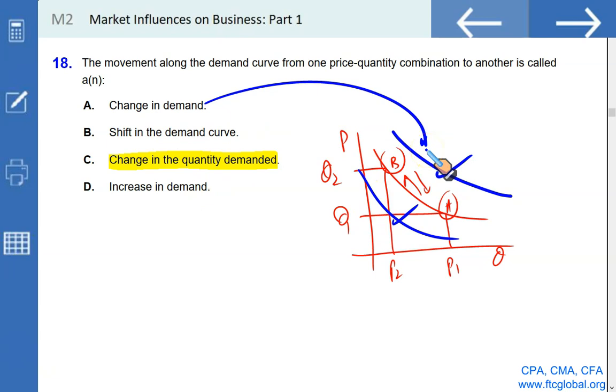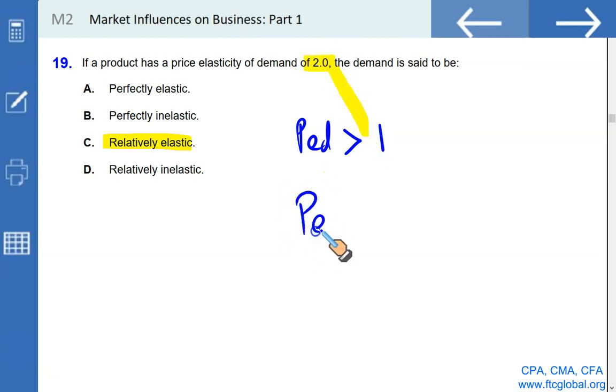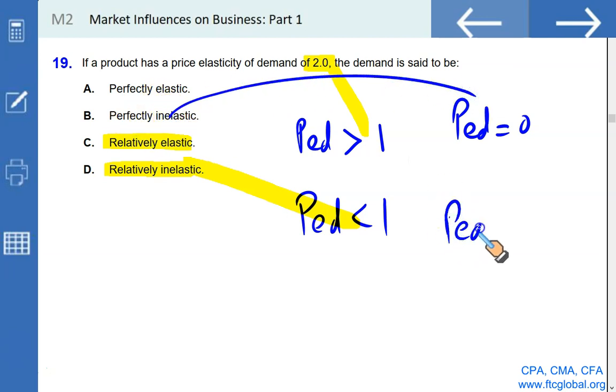If a product has a price elasticity of demand 2.0, PED is greater than 1, it is called elastic, relatively elastic. So that would make C to be the correct option. So this is the situation. Conversely speaking, if PED is less than 1, it is said to be relatively inelastic. And then if PED is equal to 0, it is called perfectly inelastic. And if PED is infinity, it is called perfectly elastic.